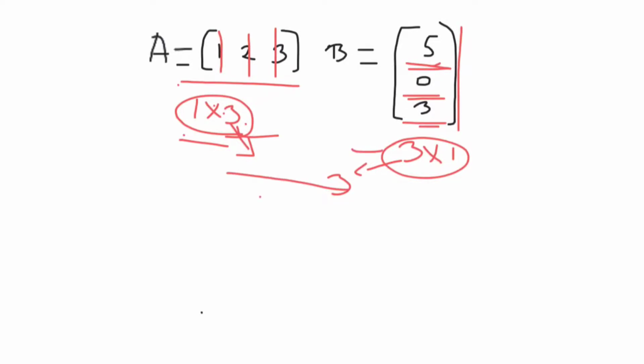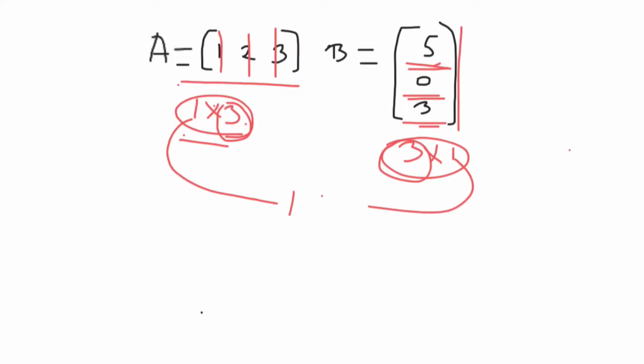That is the condition that needs to be satisfied for matrix multiplication to be possible. So what will be the order of the matrix after multiplication of these two matrices? This 1 into this 1, so 1 into 1. This will be the order of the resultant matrix.